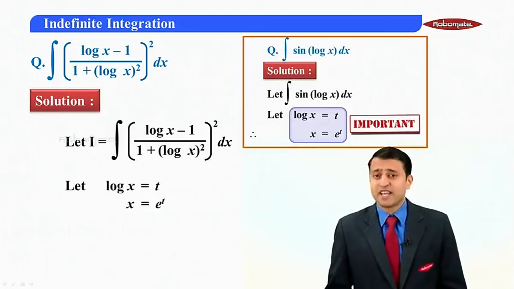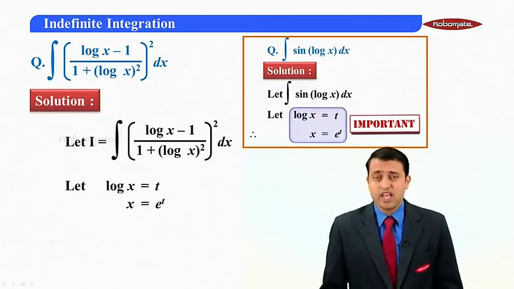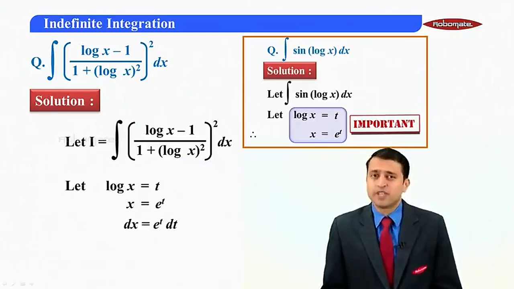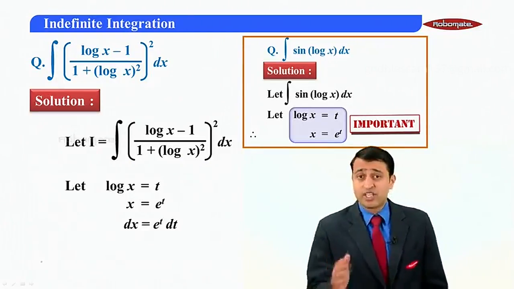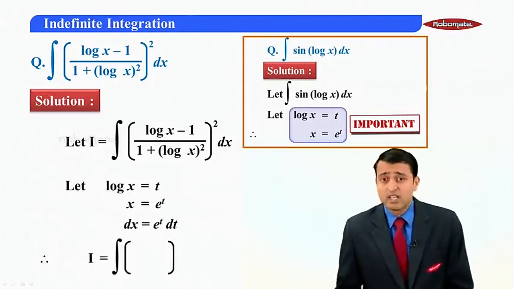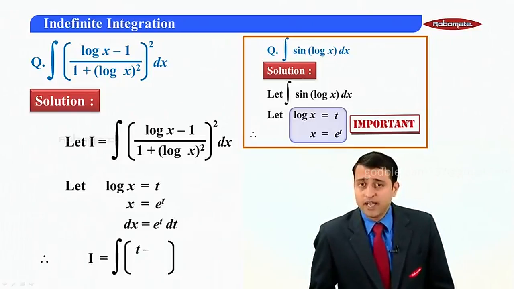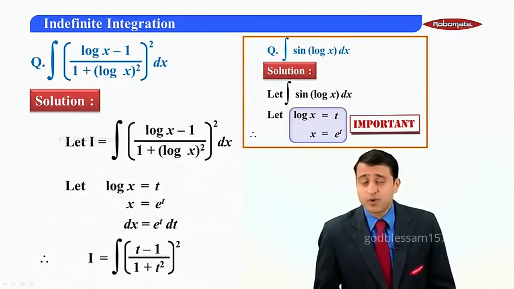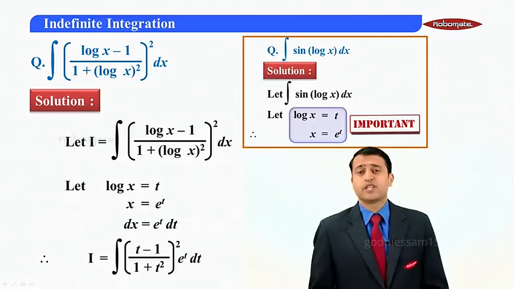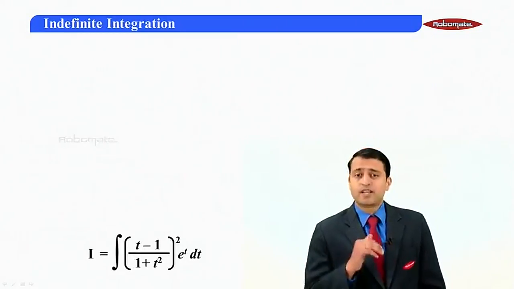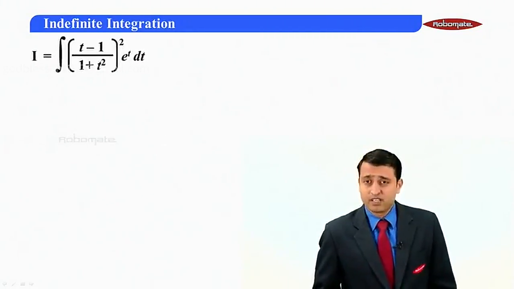If log x is t, can I say x is equal to e raised to t? And likewise dx is equal to e raised to t dt. So the given integral will look like, can I say, (t minus 1) upon (1 plus t square) the whole square into e raised to t dt. Correct? Now my dear students, how do we simplify further?